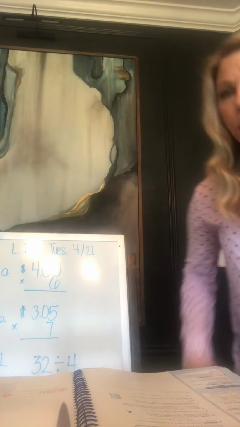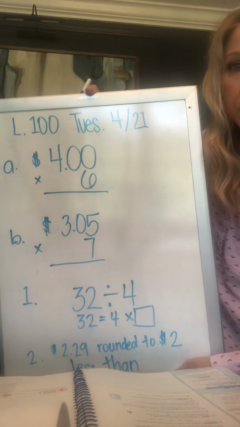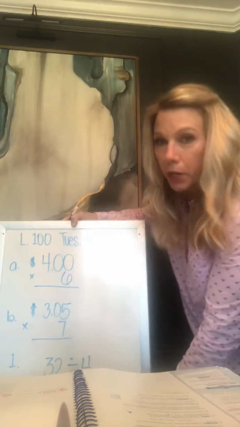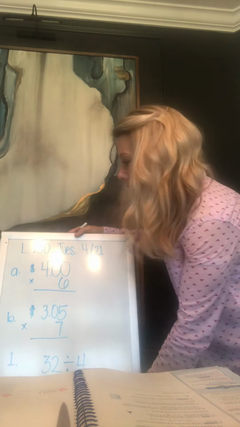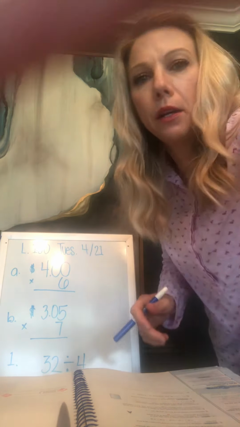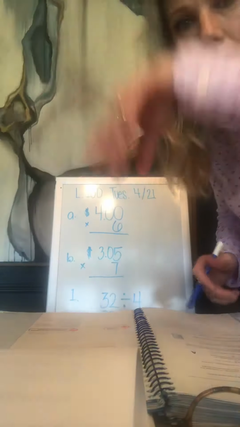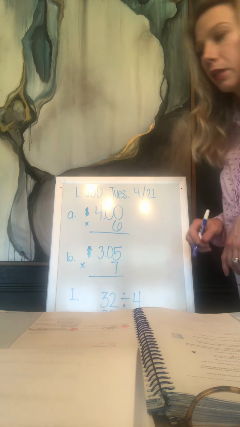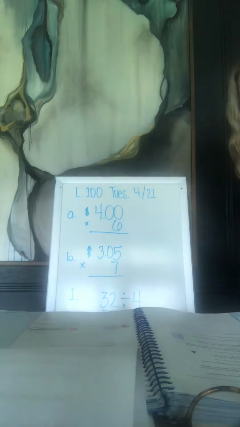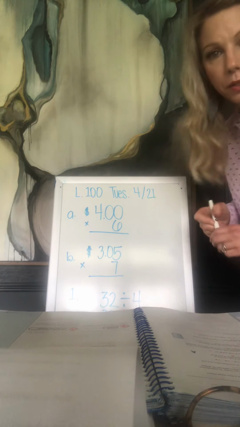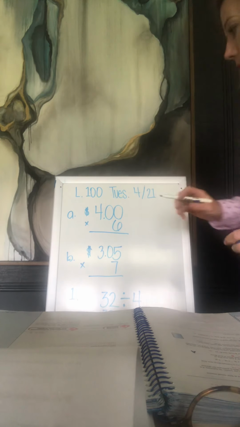Okay, so here we have $4 times 6. We can use the lasso method if you like. I'm sorry about that glare. It's not ideal, is it? Let me turn this light off and see if that helps. $4 times 6. Yeah, I think it does.